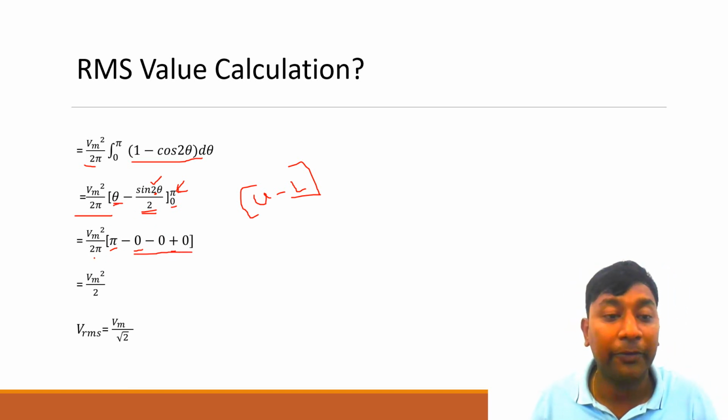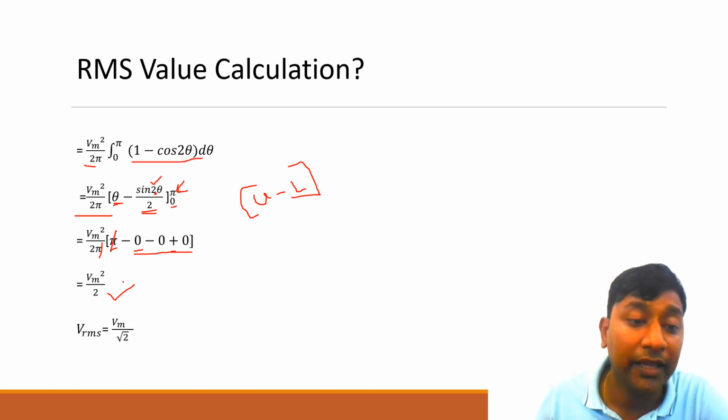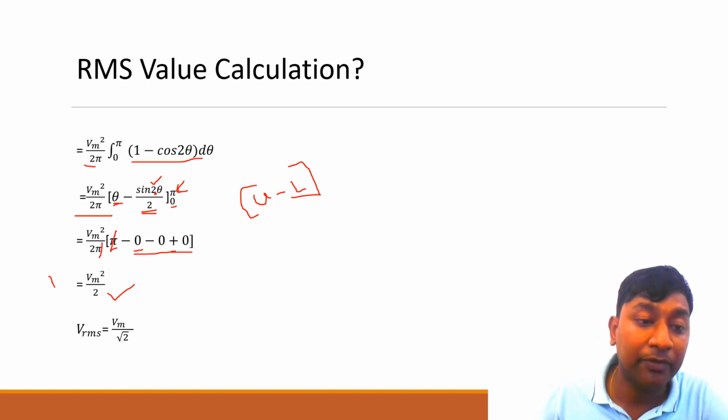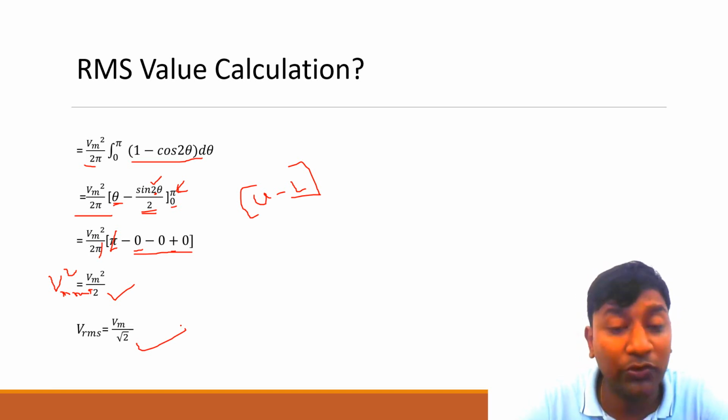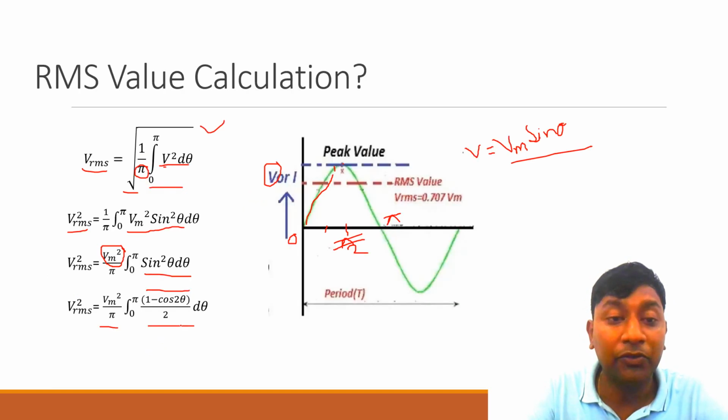So we get Bm square by 2 pi into pi. This pi and this pi cancel, so the answer is Bm square by 2. So this is B RMS square. If B RMS square is this, then the RMS value B RMS equals Bm by root 2. In this way we can calculate the RMS value. I hope you understand.